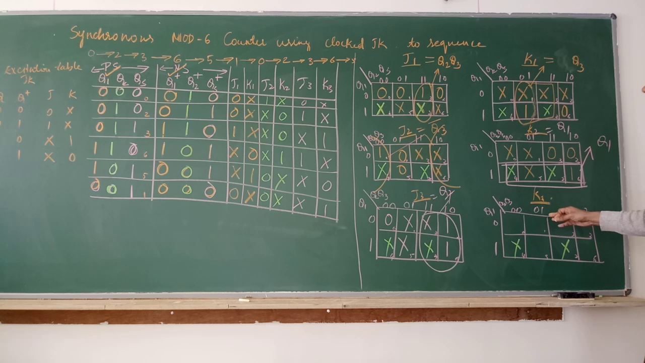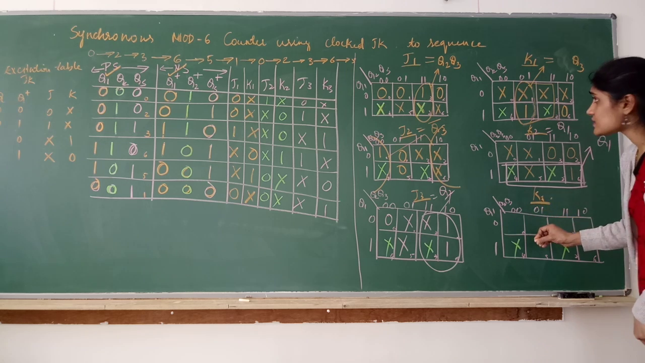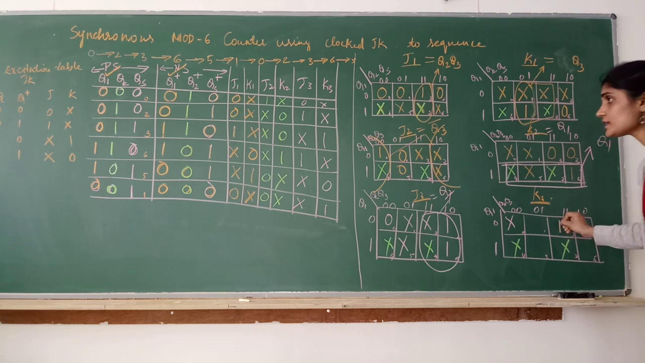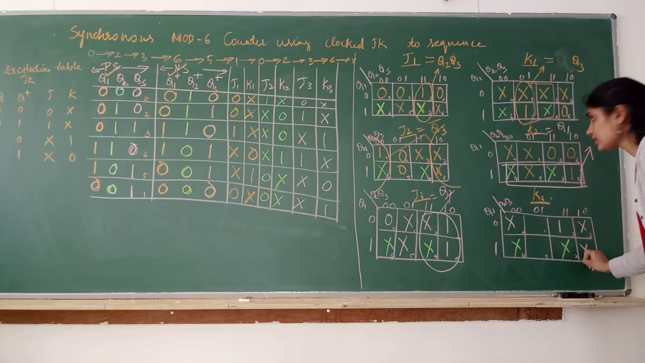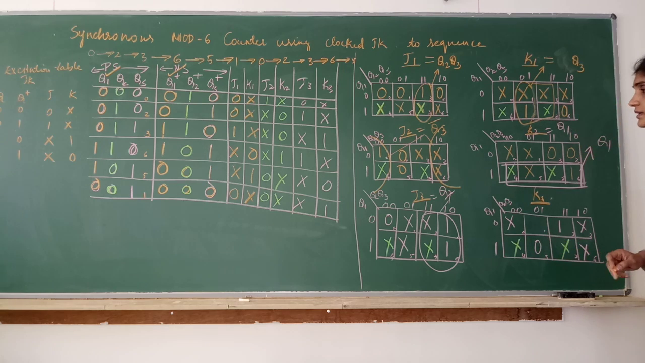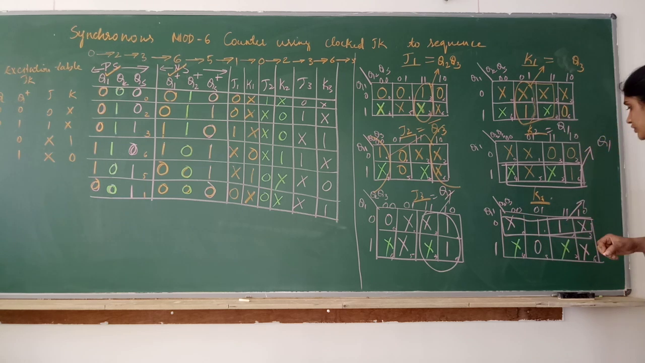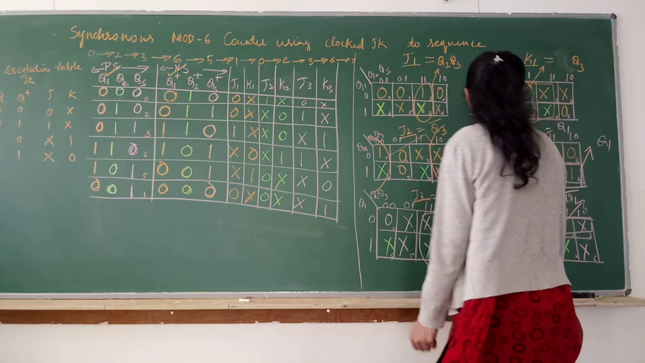So K3: cell number 0 it is x, okay? Cell number 2 it is x, cell number 3 it is 1, okay? Cell number 6 it is x, okay? Cell number 5 it is 0, cell number 1 it is 1, okay? So again you can form a quad group here. If you group all these four, 0, 1, 2, 3, you get the equation as Q1 bar.